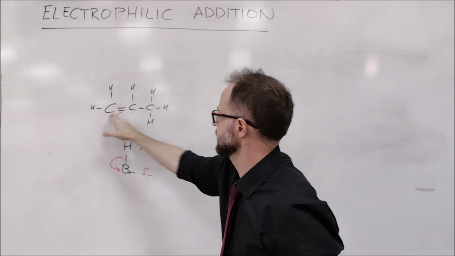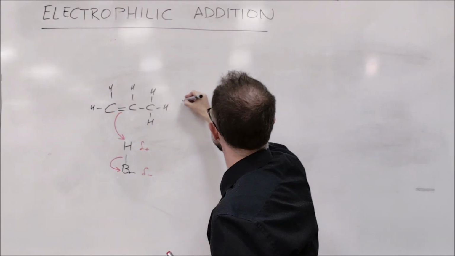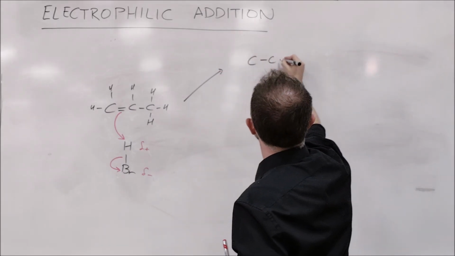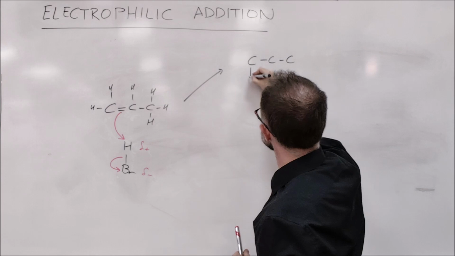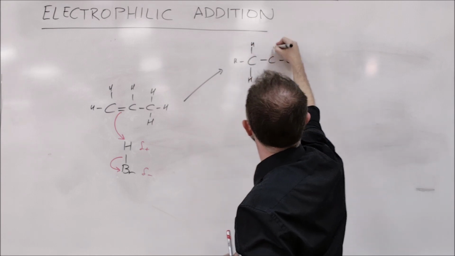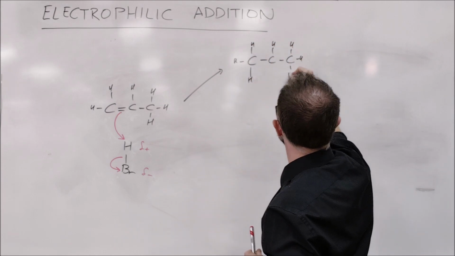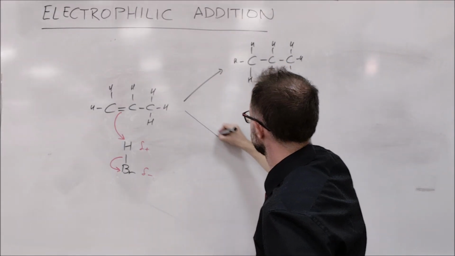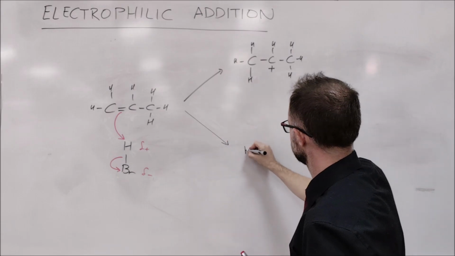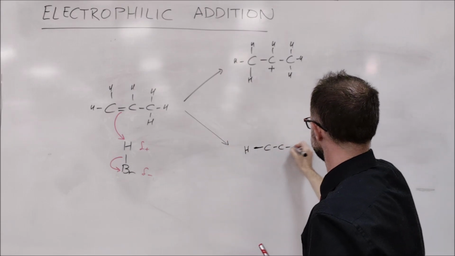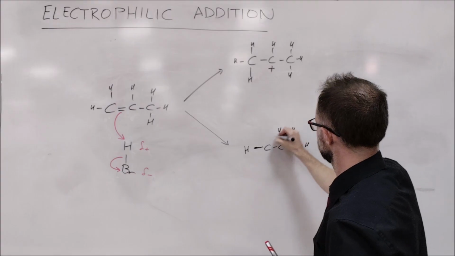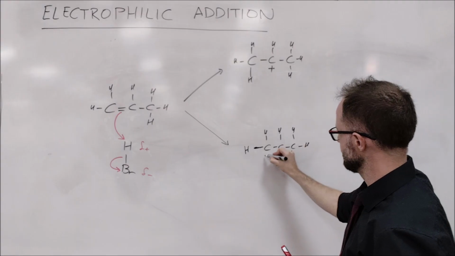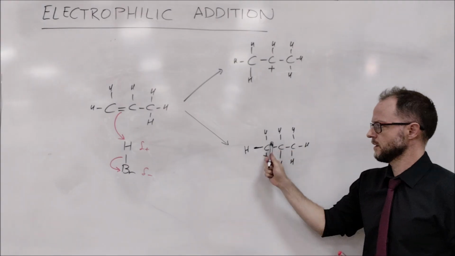Well, it could be either this one or this one, of course. So now we're going to have potentially 2 products. We could get the hydrogen attaching itself to the first one, leaving the carbocation on the second carbon, or we could get the hydrogen attaching itself to the second carbon, leaving behind the carbocation on the first carbon.